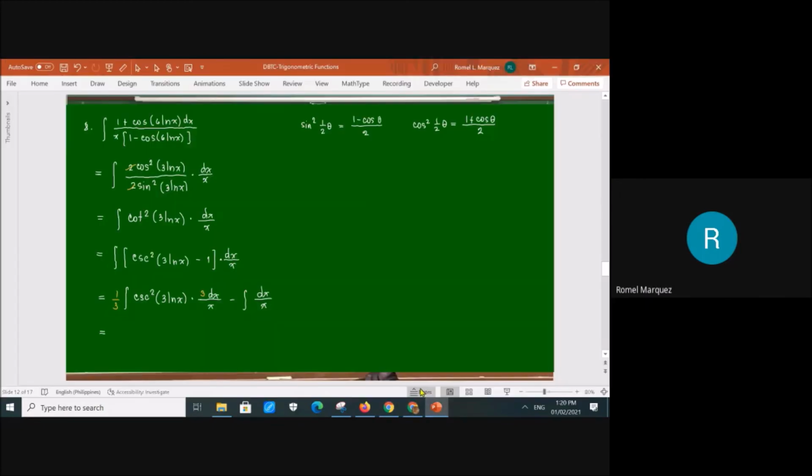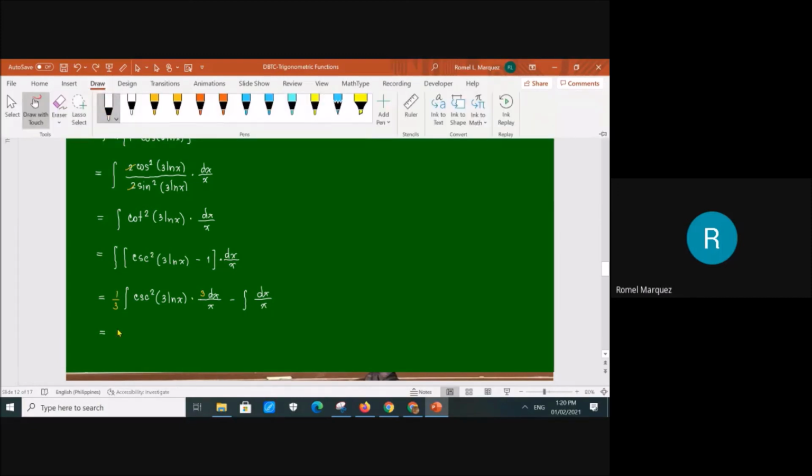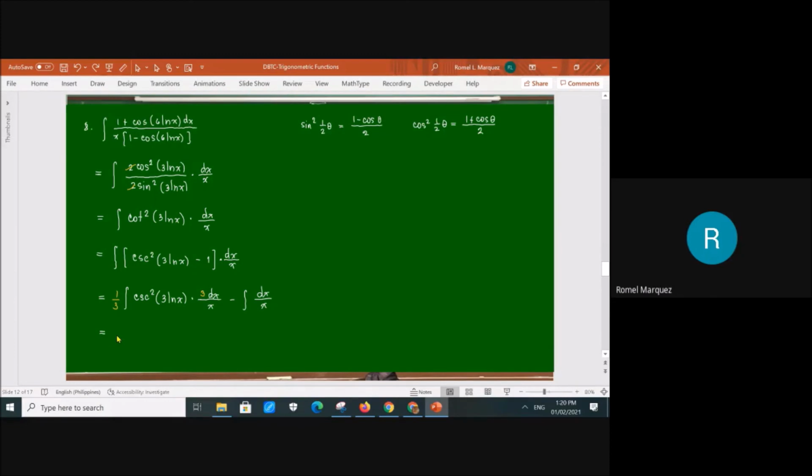So what's the answer? Negative 1/3. Why negative? Integral cosecant squared u du is negative cotangent of u. But my u is 3 ln x. Minus du over u, that is ln u. Okay? Plus c.